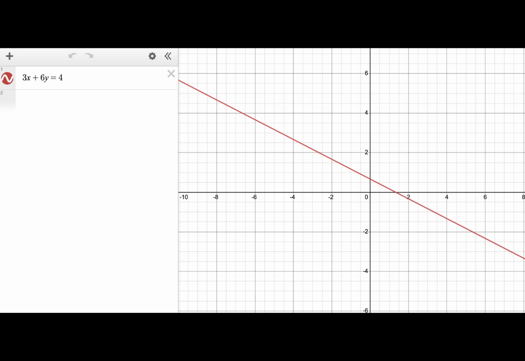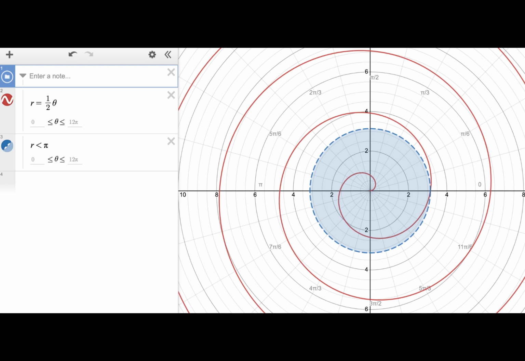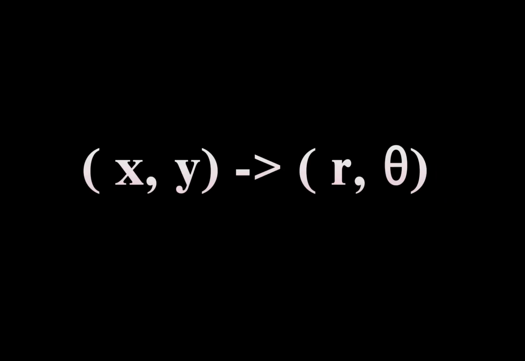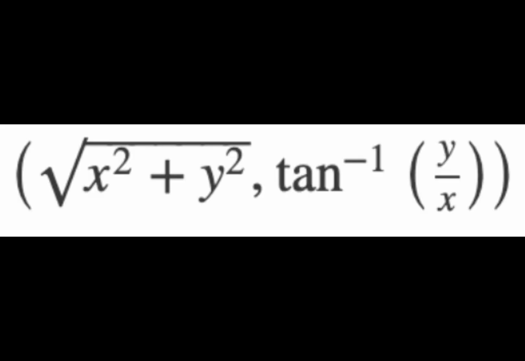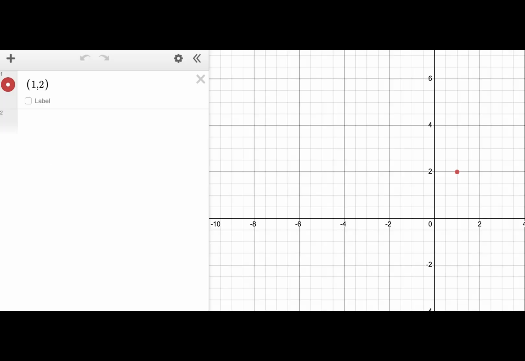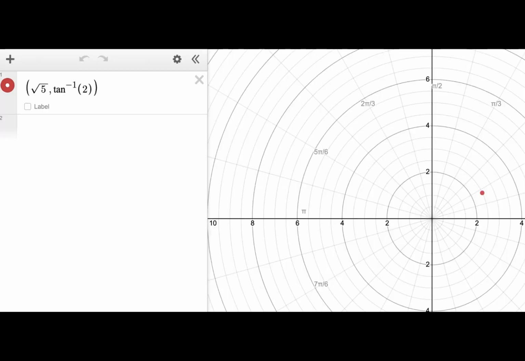Here's a simple linear function on a Cartesian plane. Here's a basic example on a polar plane. You are able to convert a Cartesian point to create a polar point by using this conversion. For example, point (1, 2) can be turned into this.